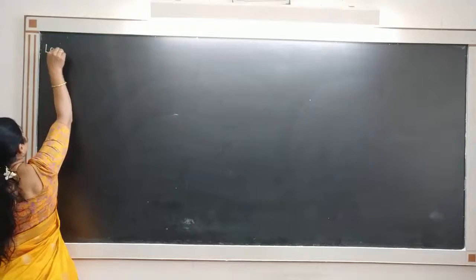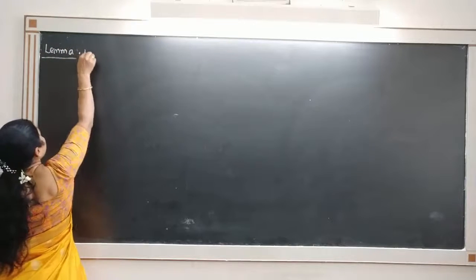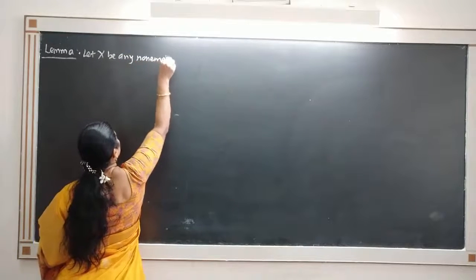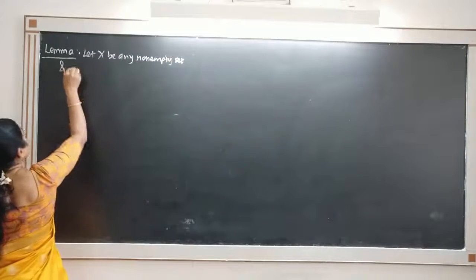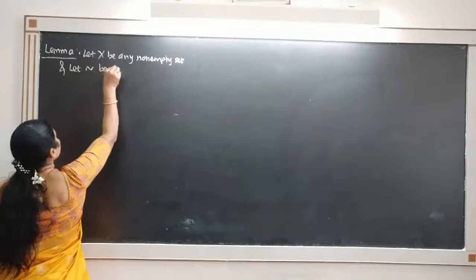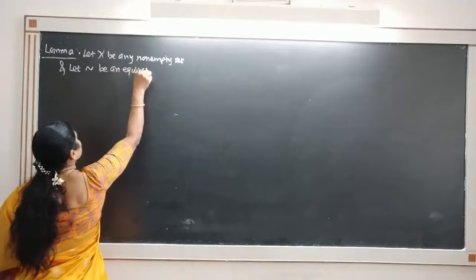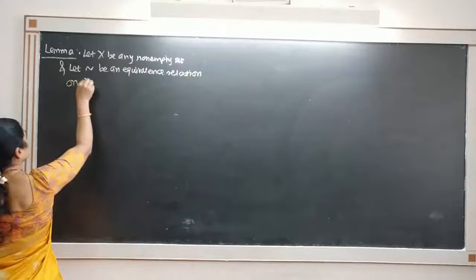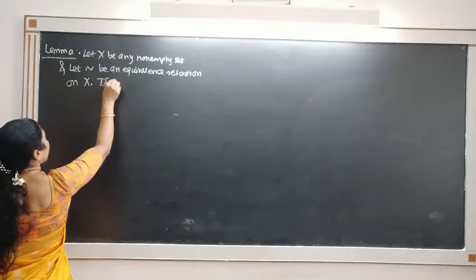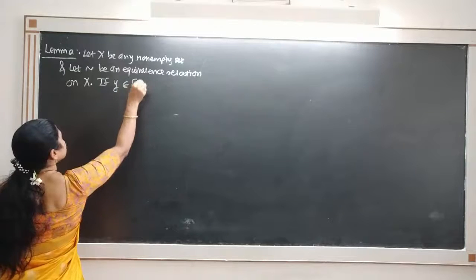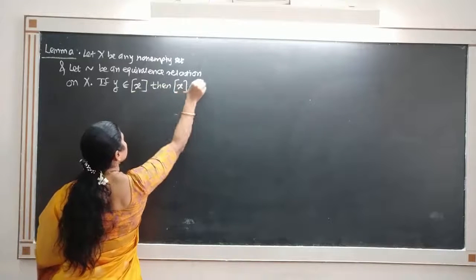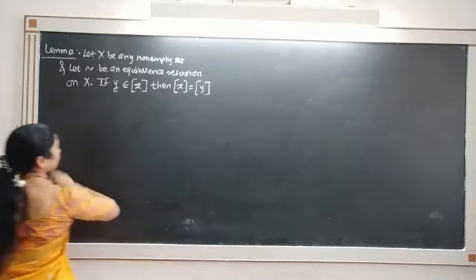So consider firstly the lemma. It says that let X be any non-empty set and let ~ be an equivalence relation on X. If an element Y belongs to the equivalence class of X, then we want to prove that the equivalence class of X is the same as the equivalence class of Y.